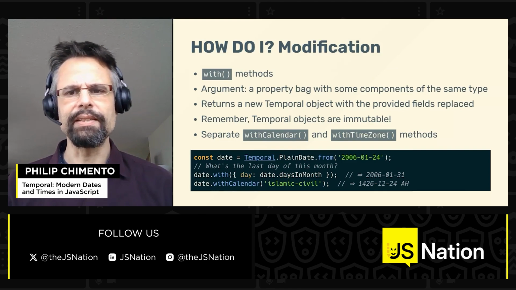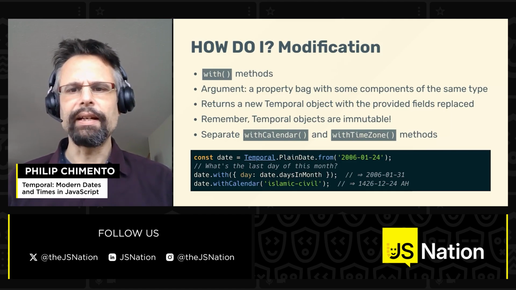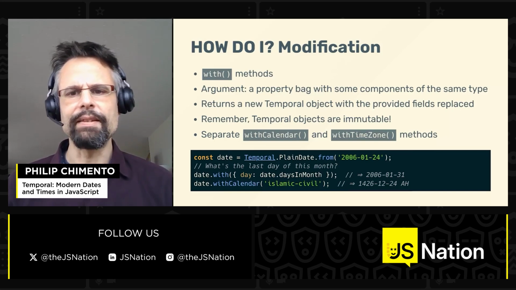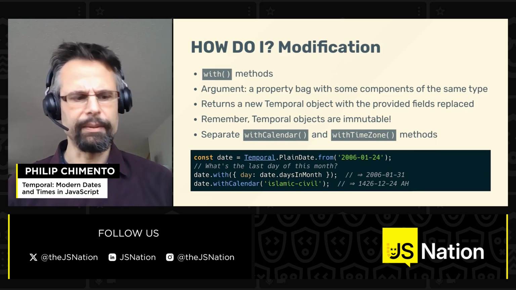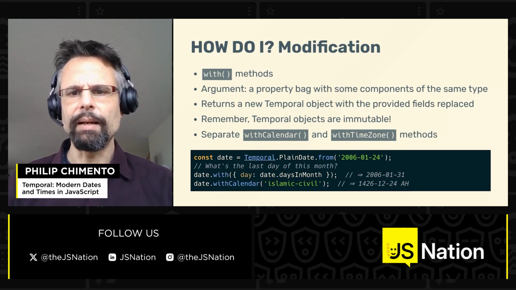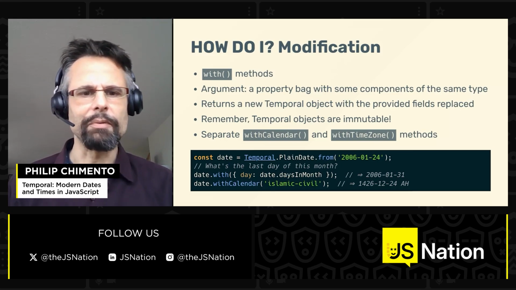So this is a good time to get into how to modify a temporal object. Technically, you can't modify them. They're immutable, like we talked about at the beginning of the presentation. But you can get a new object of the same type with one or more components replaced. And this is what the with method is for. That takes a property bag with one or more components to replace and returns a new object. And then we have separate methods for withCalendar, which you saw already earlier during the medium task, and withTimeZone, which you saw in this task, because those two can't be provided at the same time as any other properties, because it would be ambiguous which property you have to replace first.